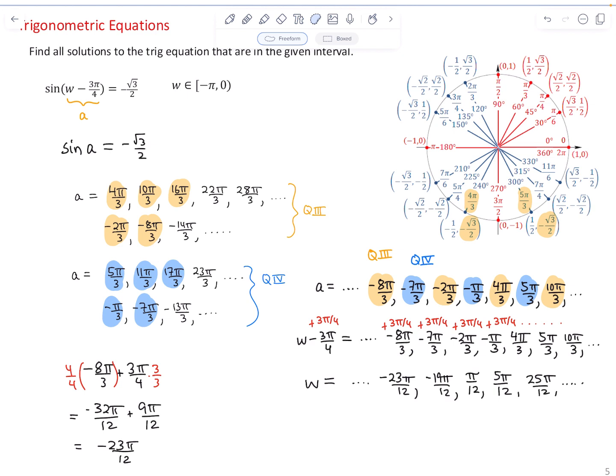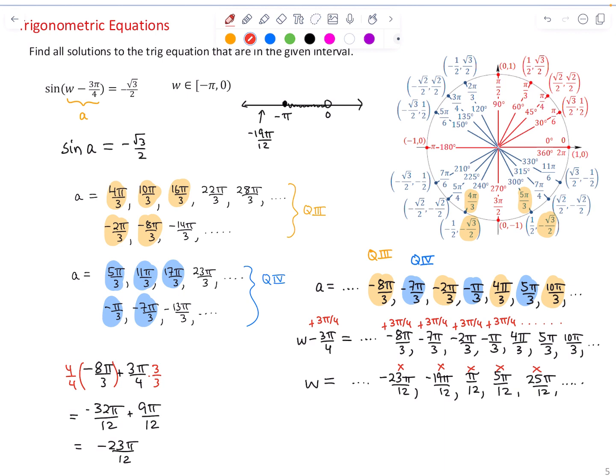Now we finally shift our focus to which W's we keep. And we keep only those W's that are between negative pi inclusive and 0 exclusive. So we only want to keep negative W's, so that eliminates all the positive ones I could generate. But what about these negative ones? Well, the next one in our list is negative 19 pi twelfths. Well, 19 twelfths is more than 1, so negative 19 twelfths times pi is going to be to the left of negative pi on a number line. So that's not in our interval either. In fact, the smaller I go, the further left we go on the number line. So it turns out that there are no W's in this window that will satisfy this equation.